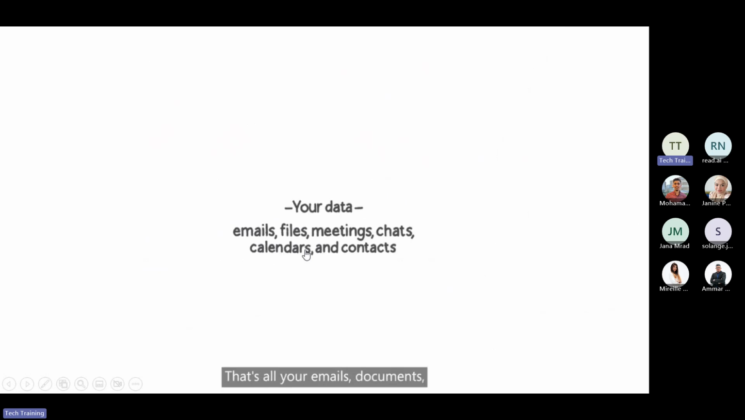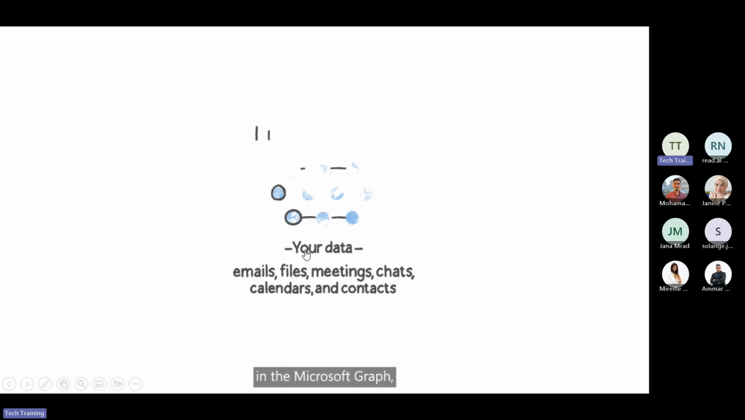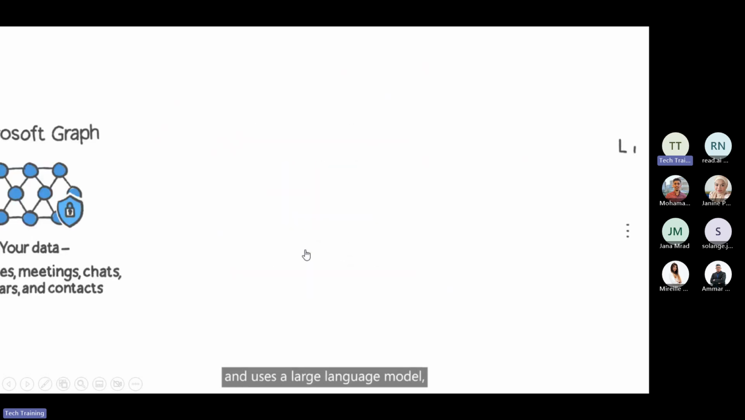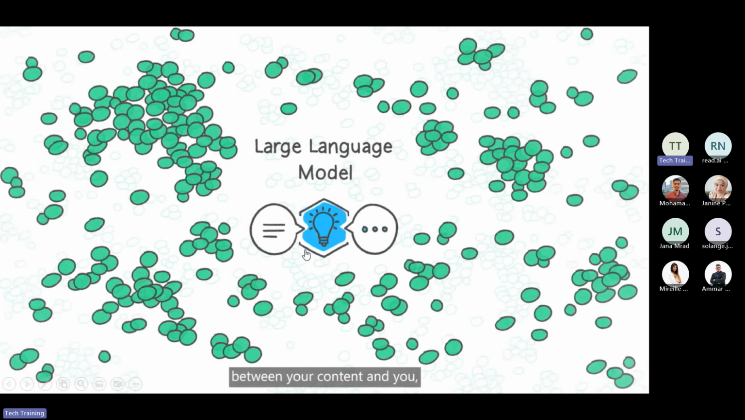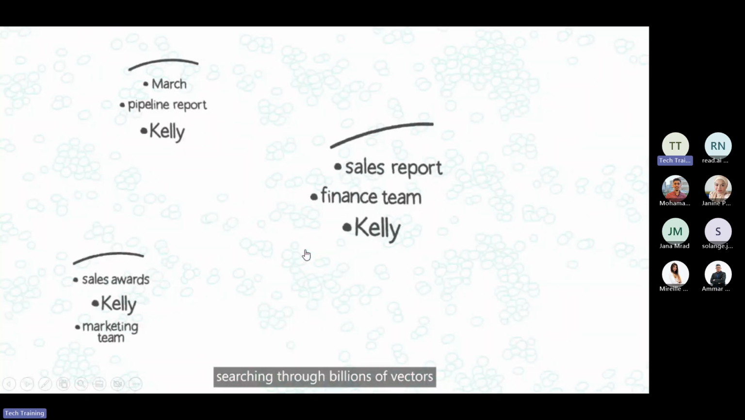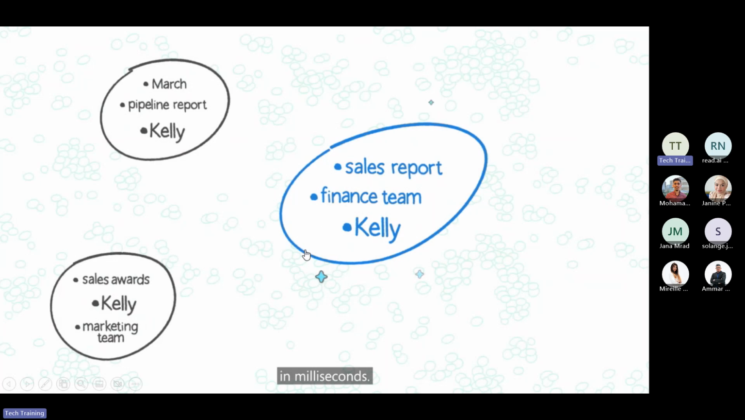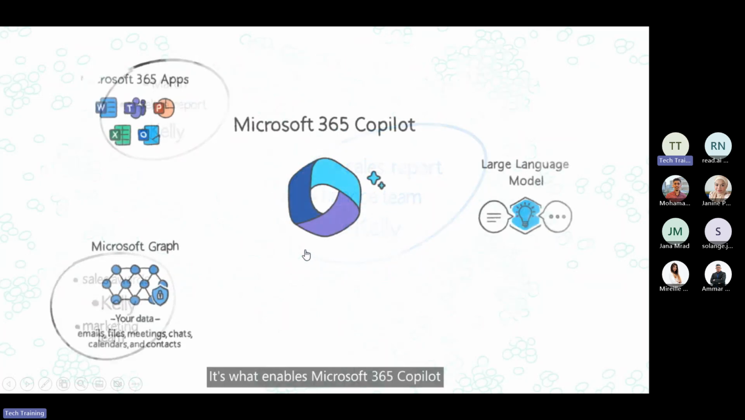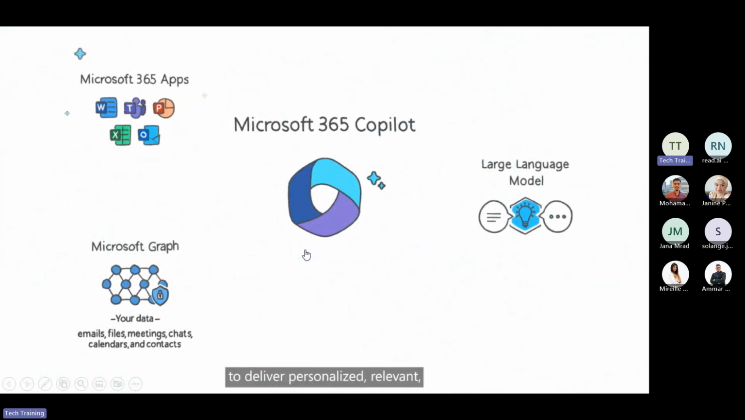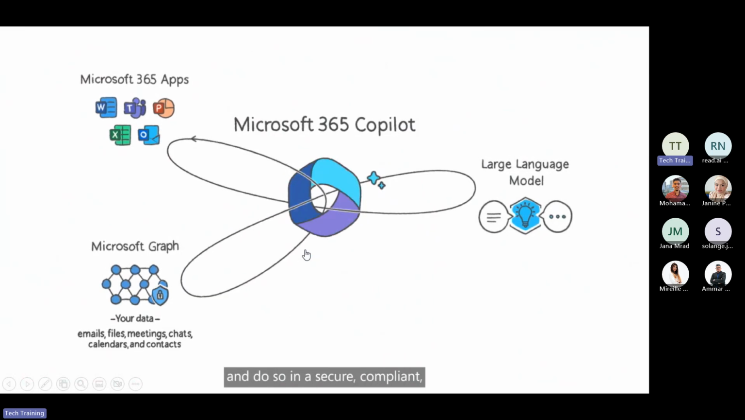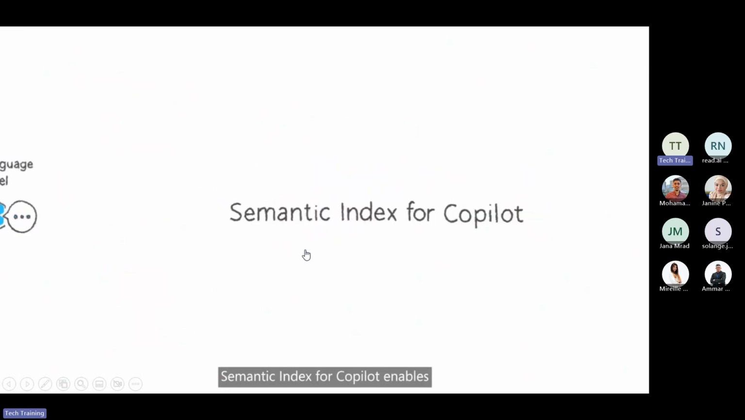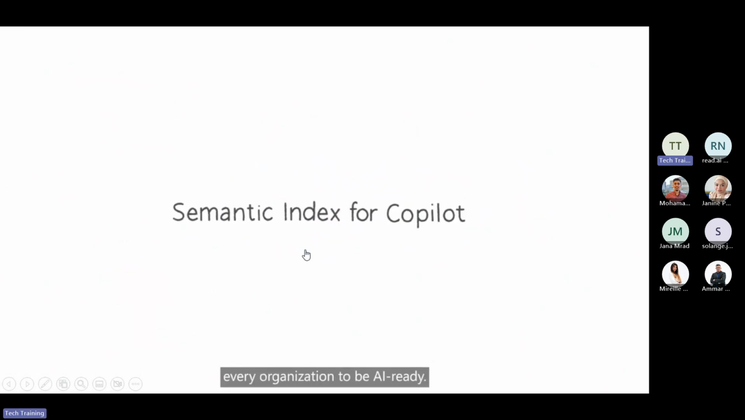Semantic Index for Copilot analyzes your data. That's all your emails, documents, calendar, chats, and more in the Microsoft Graph, and uses a large language model, or LLM, to map all your content and the relationships between your content and you, searching through billions of vectors to find the most relevant results in milliseconds. It's what enables Microsoft 365 Copilot to deliver personalized, relevant, and actionable responses, and do so in a secure, compliant, privacy-preserving way. Semantic Index for Copilot enables every organization to be AI ready.